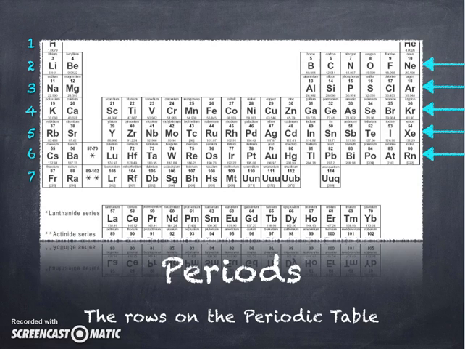Periods are the rows on the periodic table. The periodic table is split into 7 periods. The numbers found on the left, and each row is given a specific number, 1 through 7.